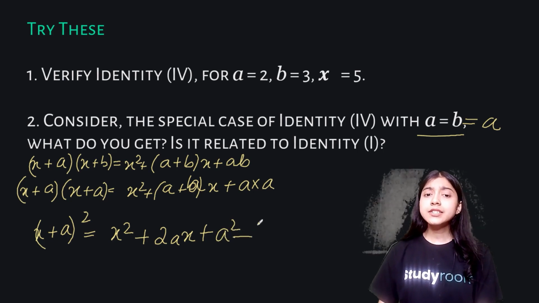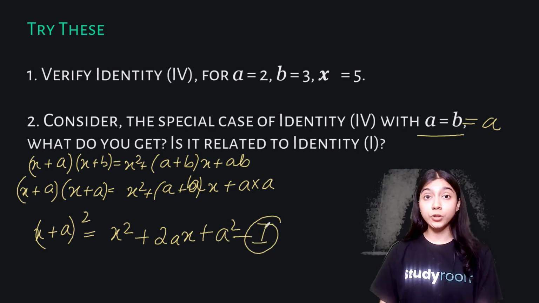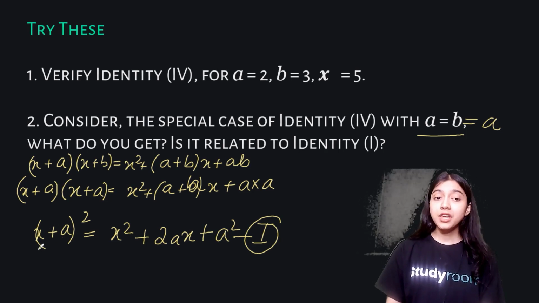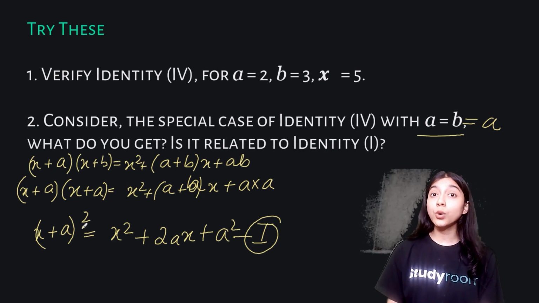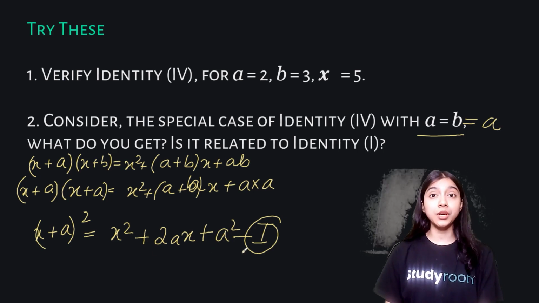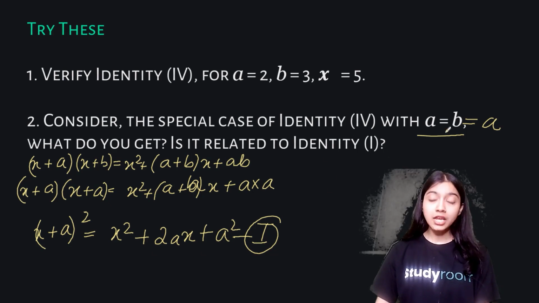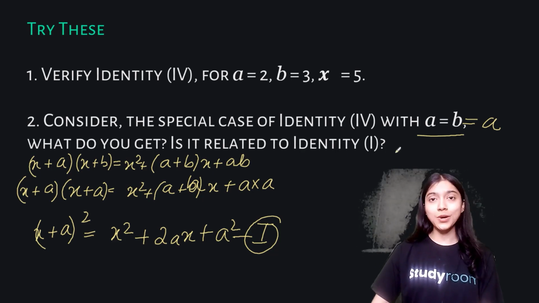Now, isn't it similar to identity 1 that I taught you? a plus b whole square gives us a square plus twice ab plus b square. If we consider x as a and a as b, then isn't the identity looking same as identity 1? a plus b whole square is equal to a square plus twice a into b plus b square. Yes, it is. So, we can say that identity 4 is a special case of identity 1. When we put a is equal to b in identity 4, then it gives us identity 1.